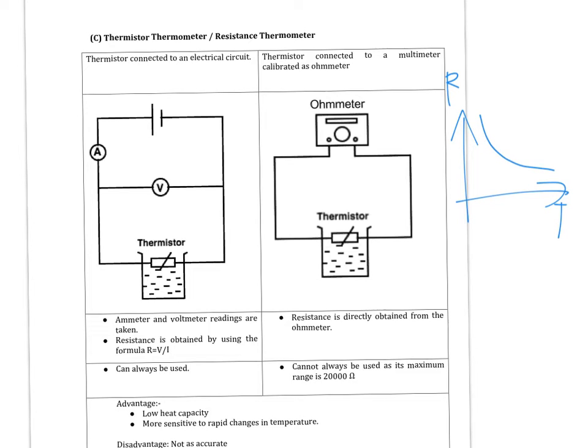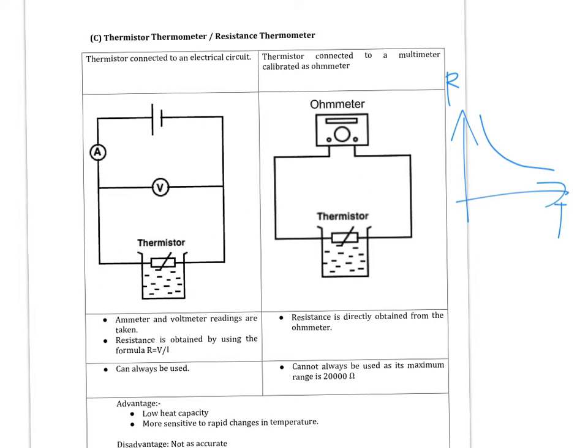So the more common way that the thermistor thermometer is used is by connecting the thermistor to a power supply, and then connecting a voltmeter in parallel to measure its voltage, and connecting an ammeter in series to measure its current. So then the formula to find its resistance will be V divided by I. Whenever they refer to the resistance thermometer, please consider this circuit, not this circuit.